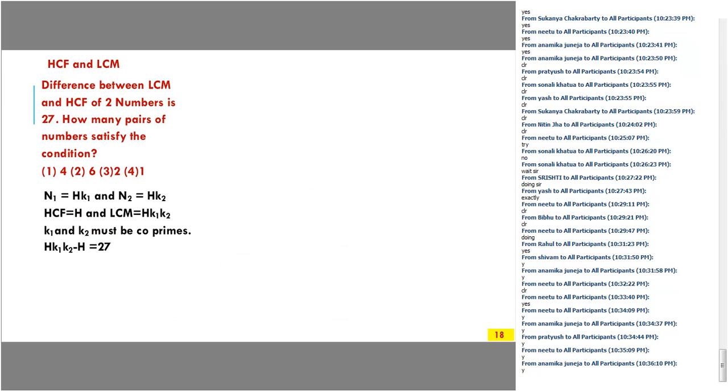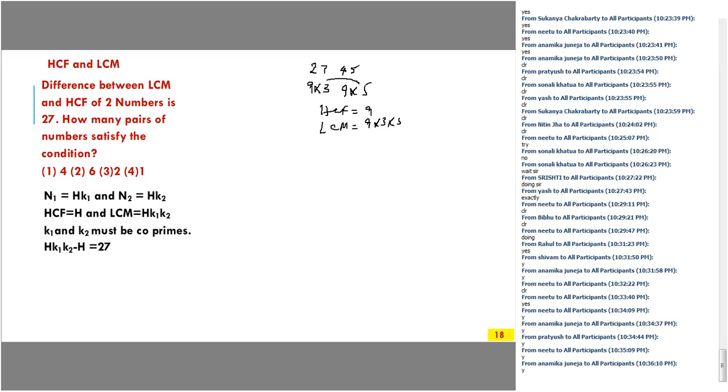Given, what is the HCF of 27 and 45? It's 9. 9 into 3, 9 into 5. What is common to 3 and 5? Nothing is common. Therefore, H is 9, K1 is 3, K2 is 5. HCF is 9. Then LCM is 9 into 3 into 5.